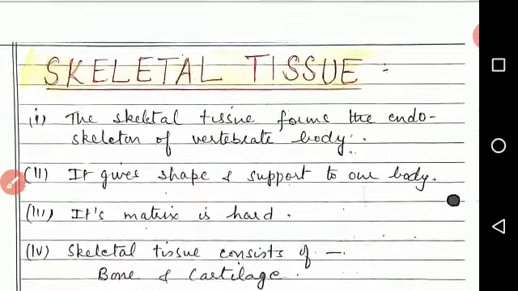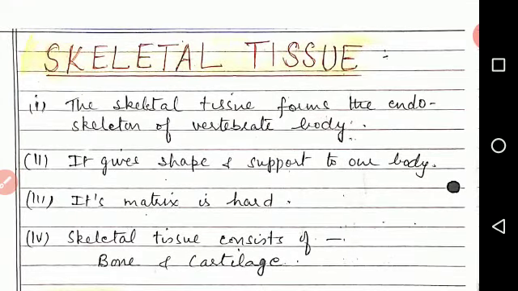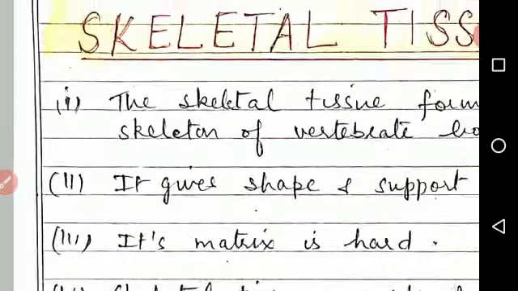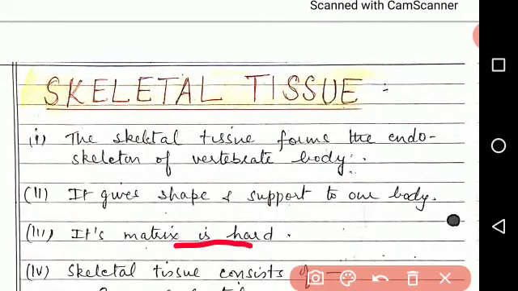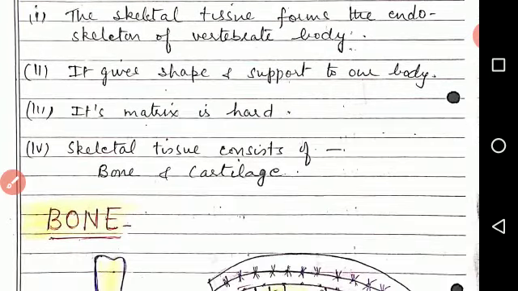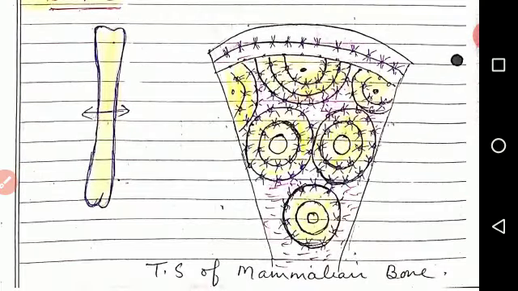Next tissue is skeletal tissue. The skeletal tissue forms the endoskeleton of vertebrate body. Second, it gives shape and support to our body. Third, its matrix is hard. Fourth, skeletal tissue consists of bone and cartilage. So first we'll study bone.